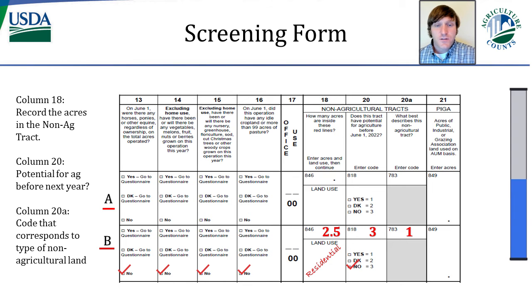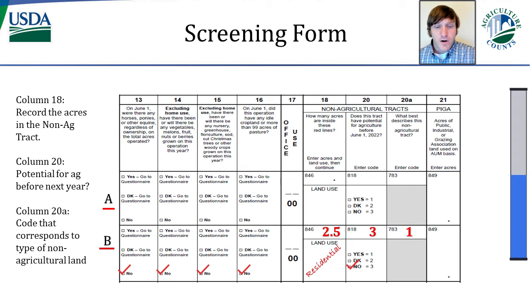If the respondent answered no to all screening questions, like you see here for Tract B, then you will need to complete the questions associated with columns 18, 20, and 20A. As a reminder, these columns only need to be completed for non-ag tracts. In the example shown here, Tract A was determined to be an ag tract after answering the first screening question with a yes, so we don't need to fill out any more information in that row of the form.